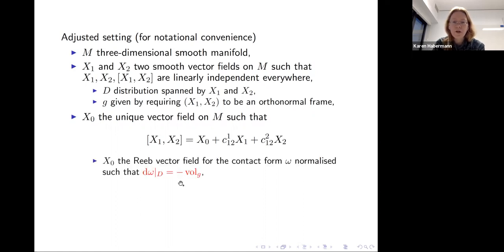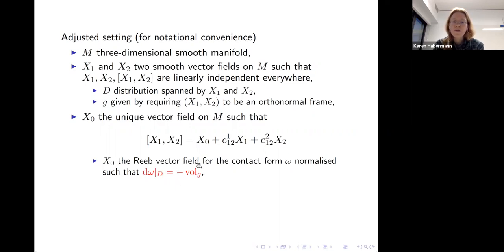And in fact, you can show that x0 is nothing but the Reeb vector field if you consider the contact form omega, which defines this contact structure D, which is normalized such that d omega restricted to the distribution D equals minus the volume form generated by the fiber inner product G.